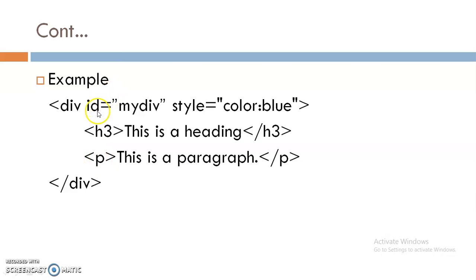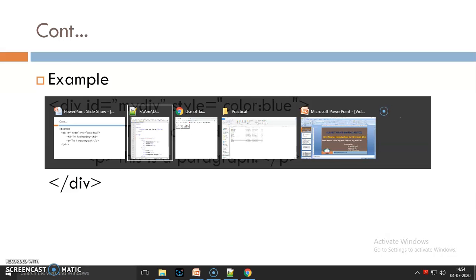Here the division has id equal to mydiv. The id attribute is used to uniquely identify the division or section on a web page, and the style attribute is used to specify the formatting style for the contents of the div tag. Now the practical of the division tag.